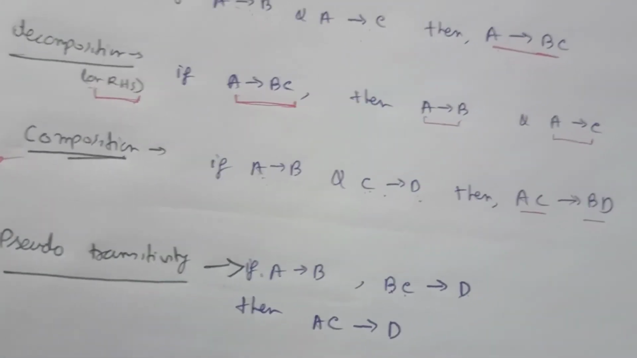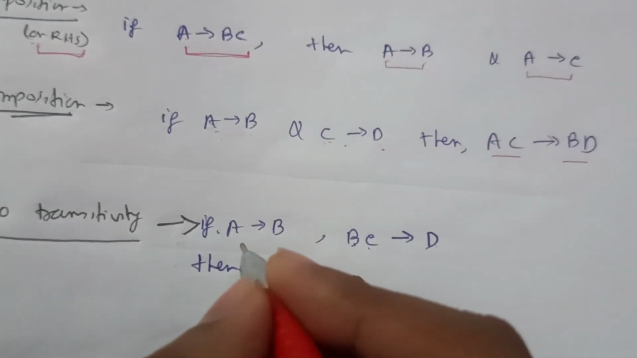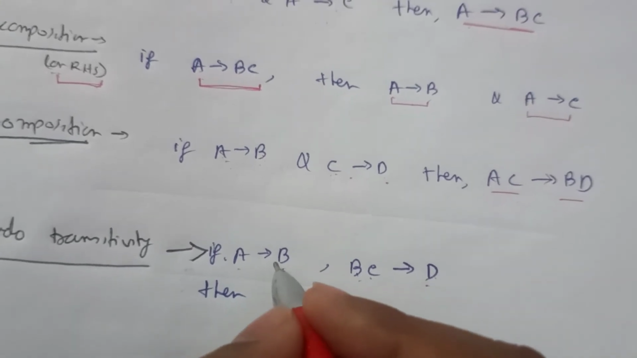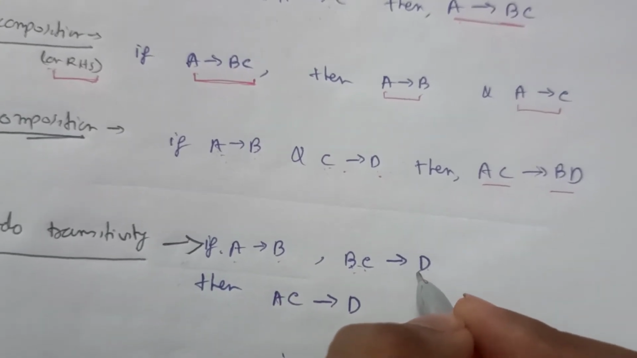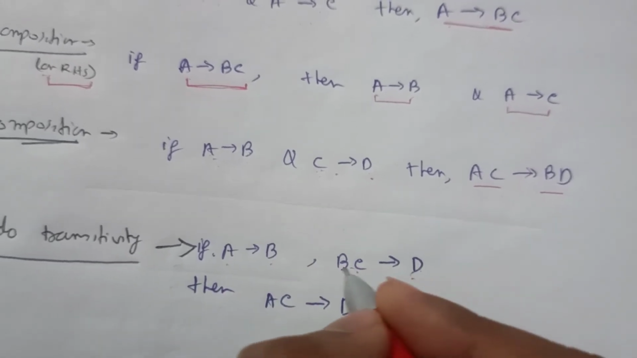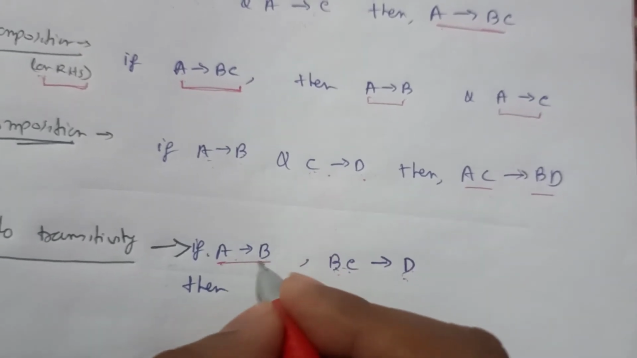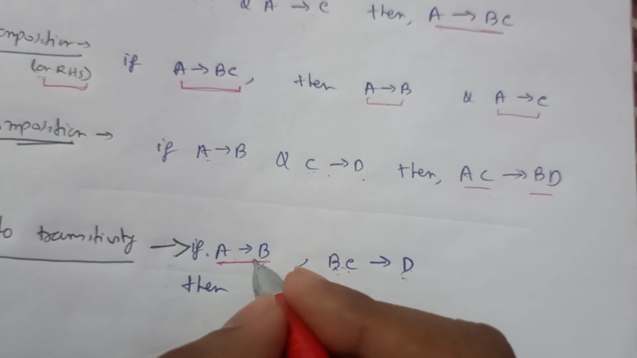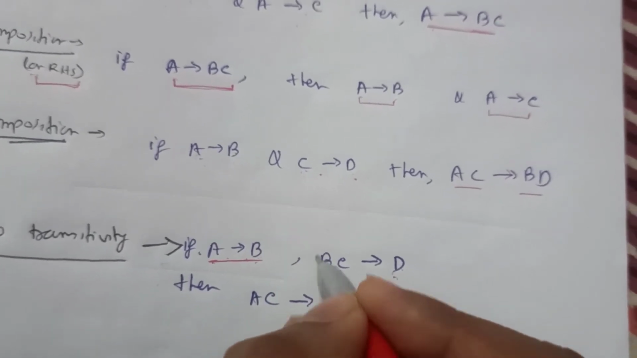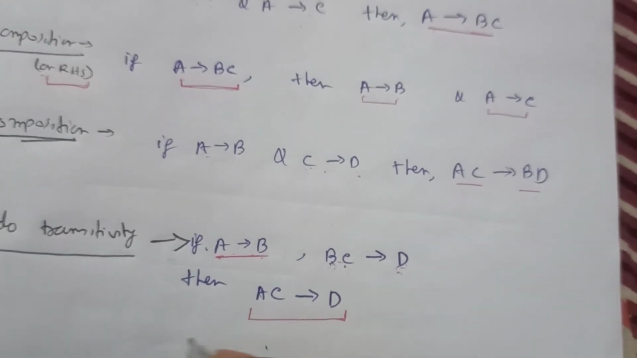Now our last property, pseudo transitivity. What is it? Suppose A can determine B and BC can determine D. If we had B can determine D, then it would be transitivity, and we would have written that A can determine D. But we have BC can determine D, and B can be determined by A. We already know this from our first functional dependency. So we can replace B with A. Now it becomes AC can determine D. That is how pseudo transitivity works.